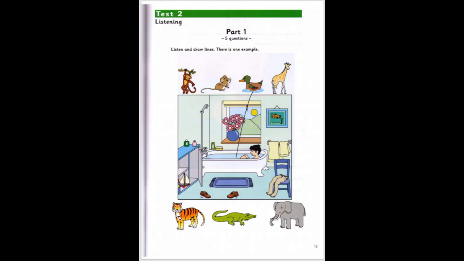Three. Now the mouse. Put it next to the flowers. Pardon? Put the mouse next to the flowers. Yes, okay.